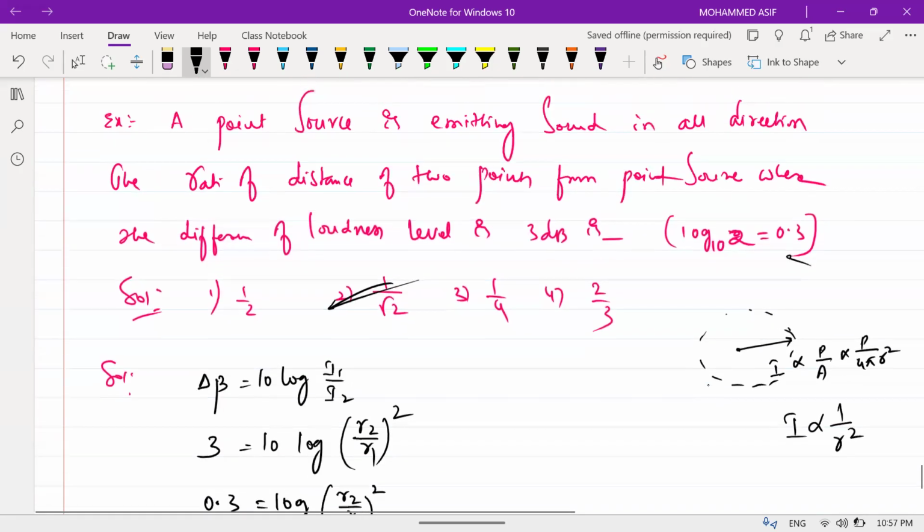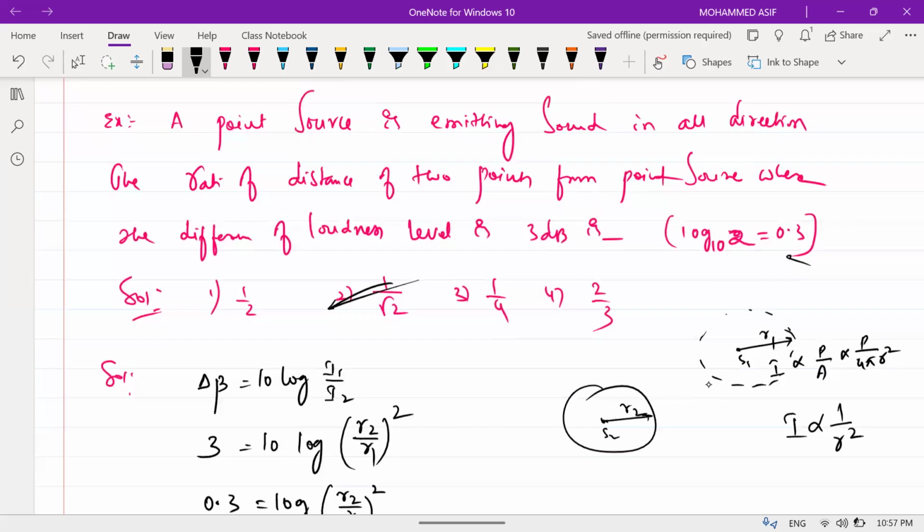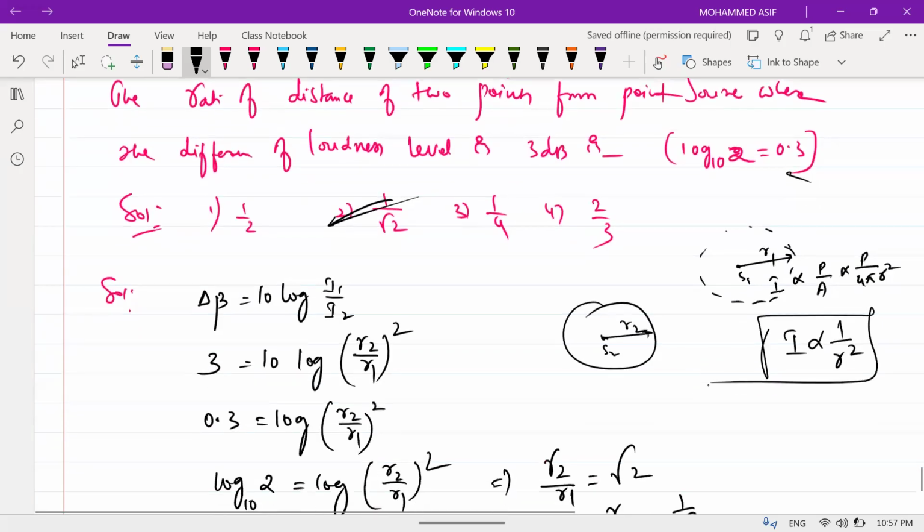The point source is emitting the sound in all directions. The ratio of the distance of the 2 points. That means if this is your R1 for the point source 1, there is another point S2. For this one, this will be distance R2. So intensity is equal to power divided by area. The area, in the spherical pattern, is proportional to R square, so I is inversely proportional to R square.